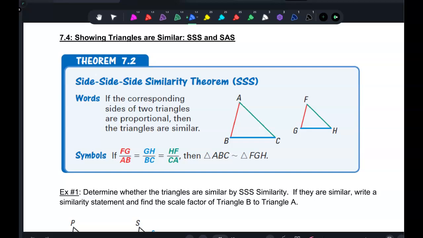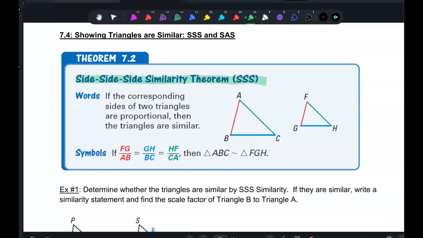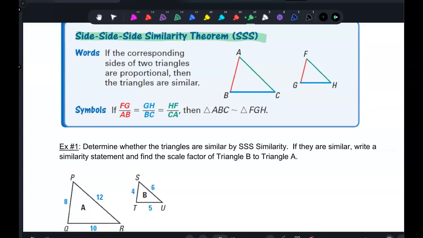All the stuff that we're doing, all we're doing, Jonah, is proportions. Proportion, right? What's proportional? It means they have the same ratio. What's the ratio? Like when we compare two things. So what we're going to do for the first one is side similarity. It says if the corresponding sides of two triangles are proportional, the triangles are similar.